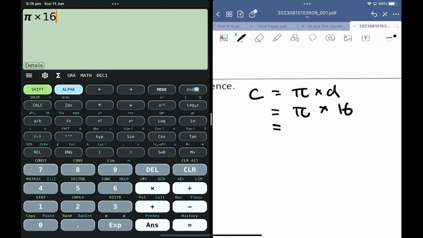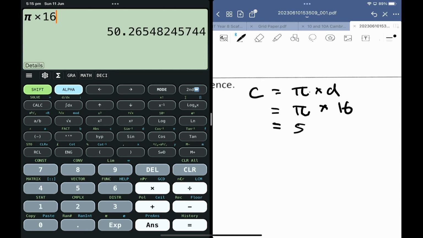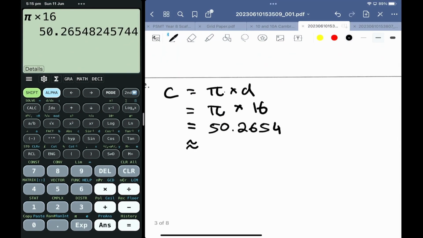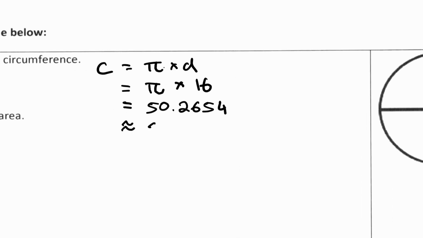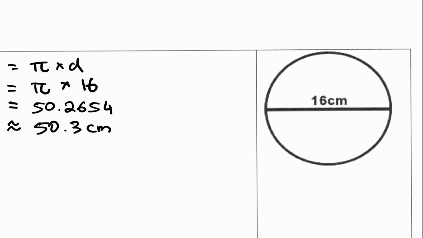Pi times 16 gives us 50.2654, which is roughly equal to, or approximately, to 1 decimal place. And what's our unit? Centimeters. It is 50.3 centimeters. So that means the whole way around this circle is 50.3 centimeters. Let's mark that on the outside on the circumference.